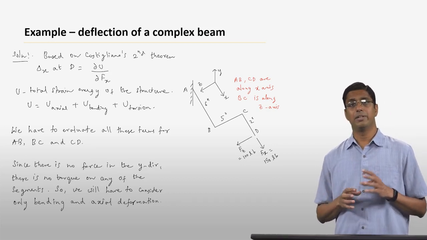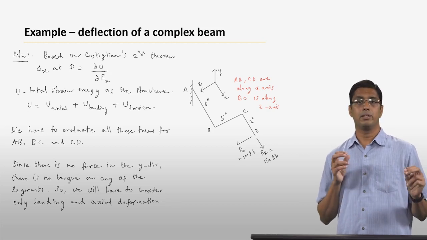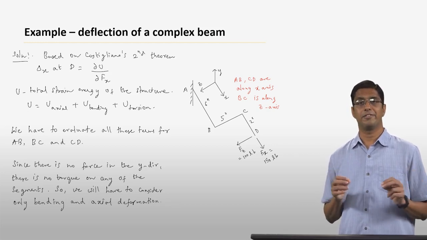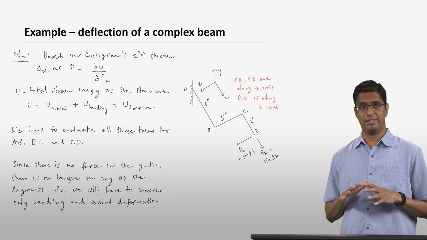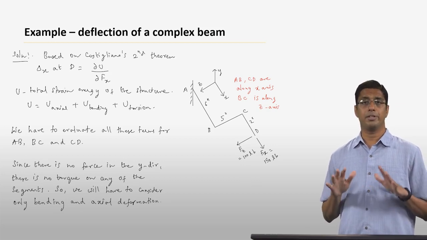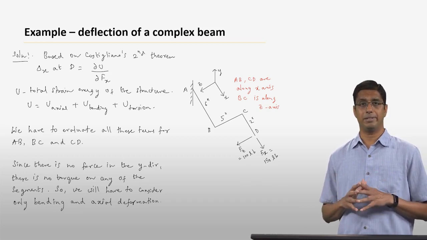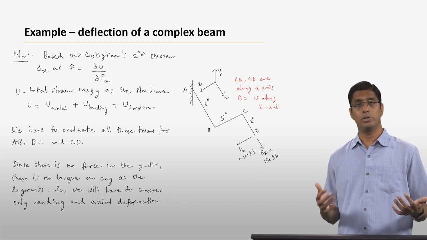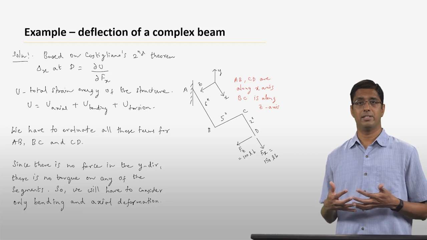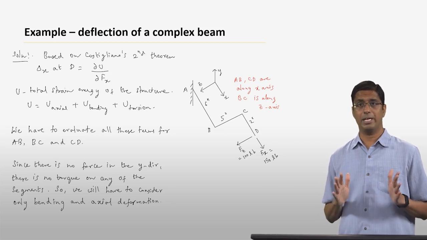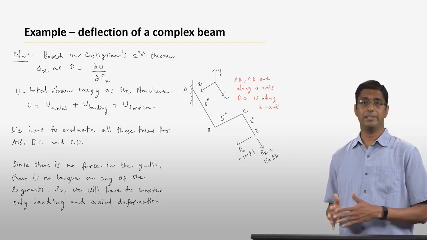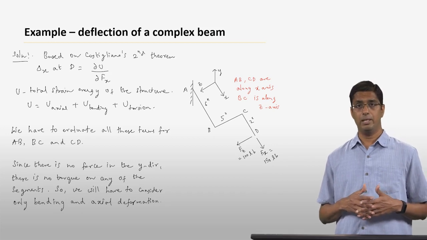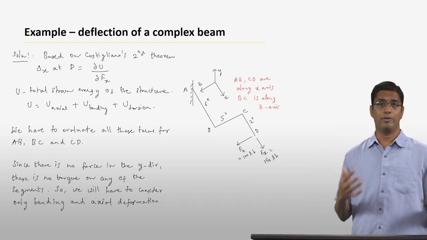In this case, though, we are a little bit lucky because the two forces Fx and Fz act on the plane of the structure. Therefore, you are not going to have any torsional deformation. If you, on the other hand, had a force in the y direction, you would also have torsional deformation of the structure. So in this case, we are lucky. We are going to have just bending deformation and axial deformation. But we still have to consider both of them for all three segments.